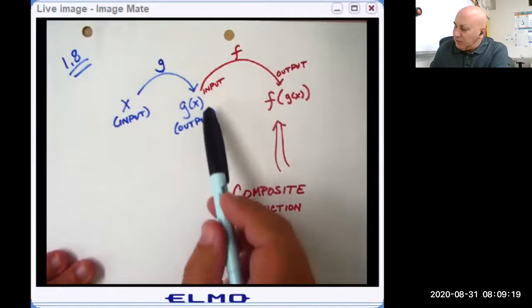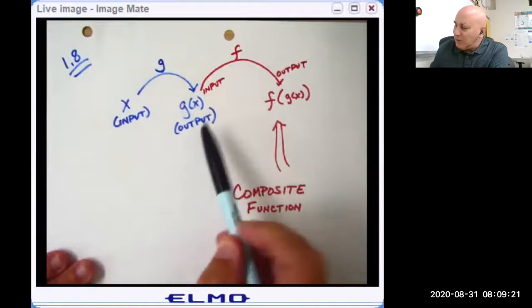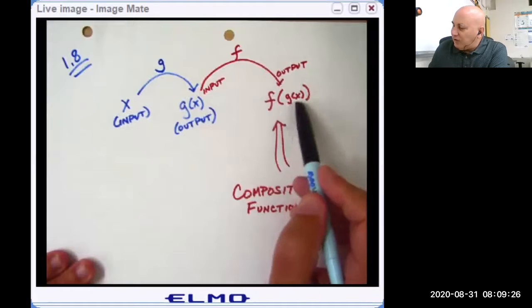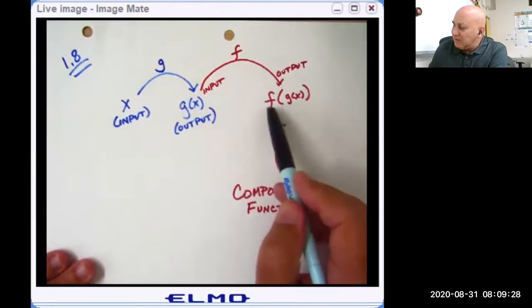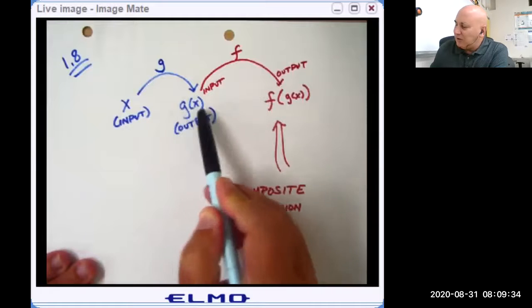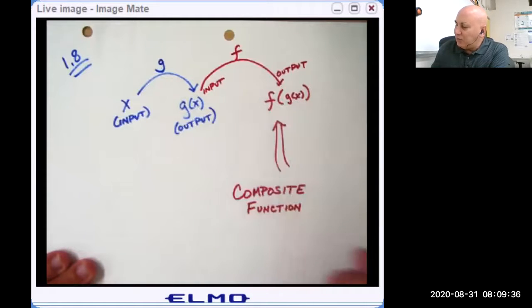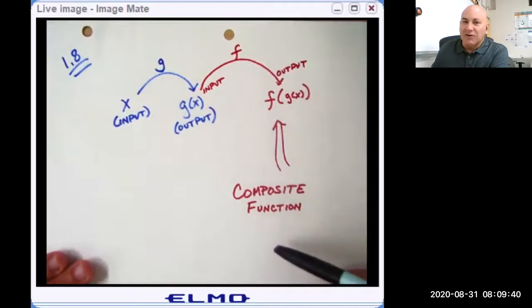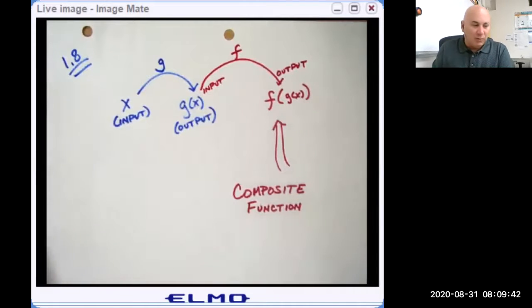But then what we're going to do is take that very same output and make it the input of f. So you can see that g of x is inside because it's the input of f. Just like x is inside the parentheses because it's the input of g, g of x is the input of f. f of g of x is called a composite function. We've put one function inside another.